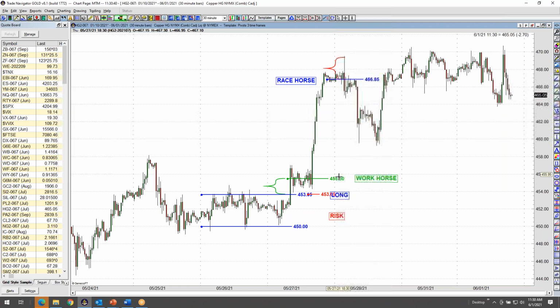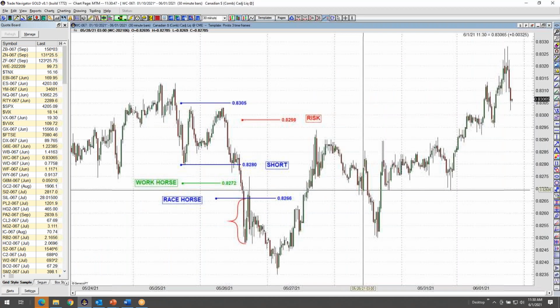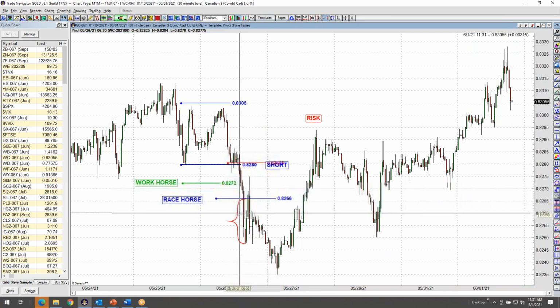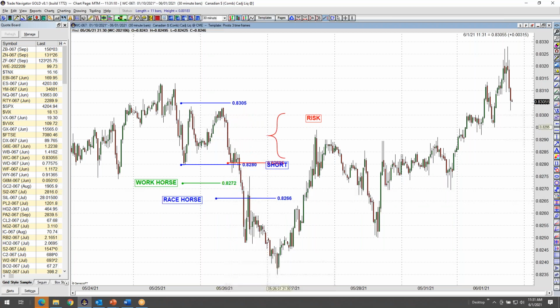Now, another one I want to show you, we'll go to the Canadian dollar. We just had this trade recently. And here with the Canadian dollar, we had pretty much the same thing. So here you've got the buy to get long or the sell to get short. And in this case, obviously the market broke down through the short side. So we got short and we hit the workhorse quite quickly. Therefore, our risk is going to go back to here. So this would be our original risk, right? So from there to there.